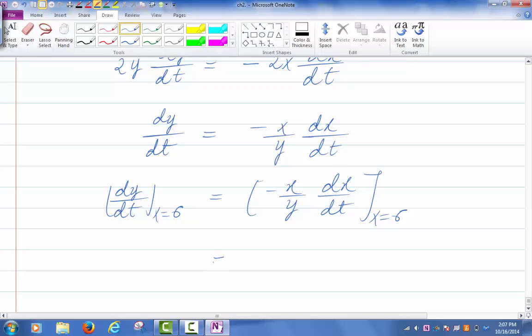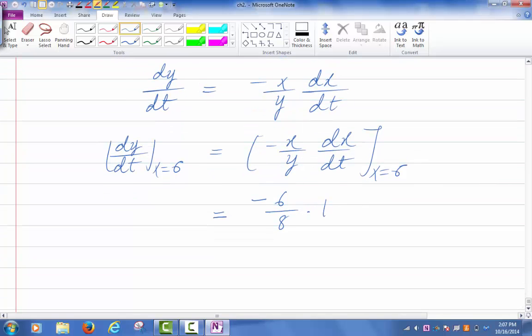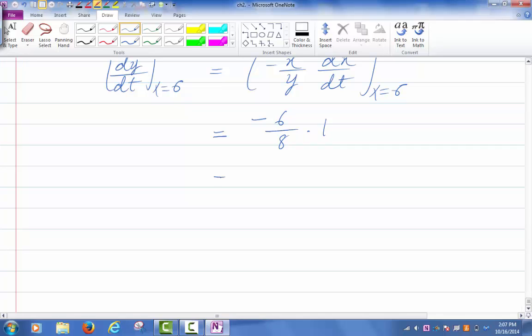So we know that this would be equal to negative 6 over 8 times 1, because the rate of x is 1. And what is that equal to? Well, that is negative 3/4, right? And what's the unit for the rate? Feet per second.